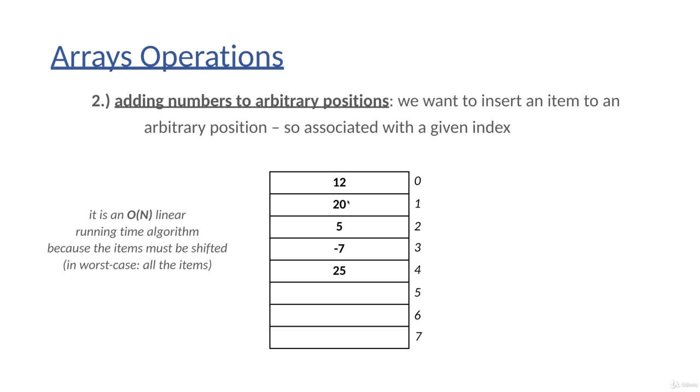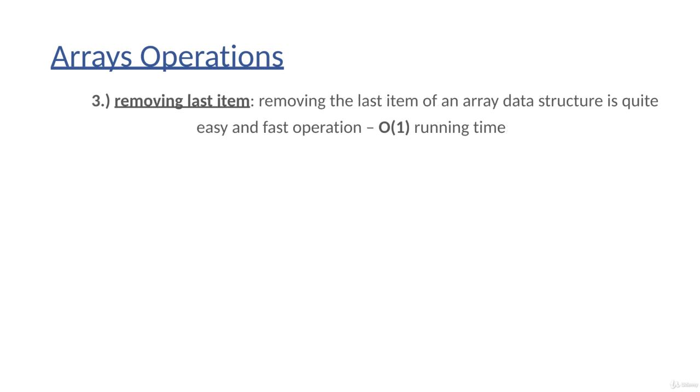and then we are able to insert the new value. This operation has order n linear running time because the items must be shifted, and in the worst case scenario, if we want to insert a new item with index 0, then we have to shift all the items. So this is why inserting an item with a given index has order n linear running time complexity, which is not that favorable.